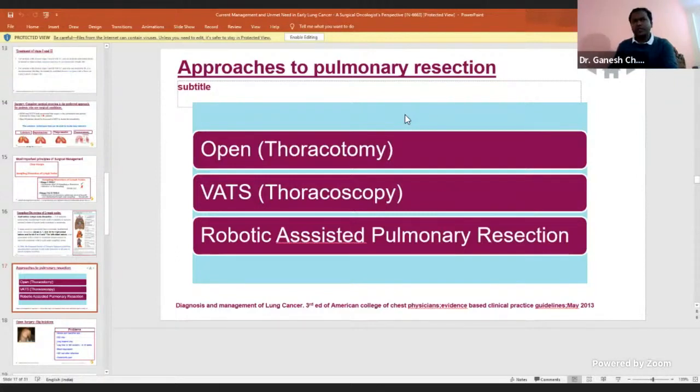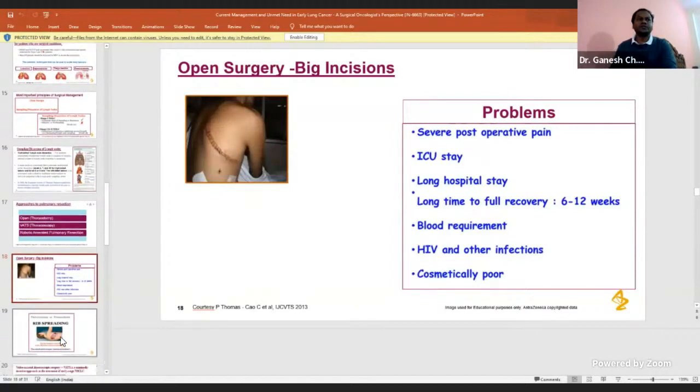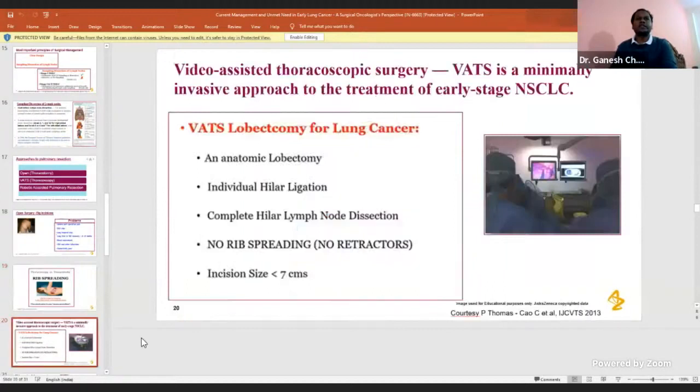Approach for surgery: now surgery has advanced. Open thoracotomy, VATS and robotic assisted surgery, and we actually avoid open thoracotomy now. We do VATS and robotic assisted pulmonary resection. The advances of VATS and robotic assisted surgery actually solve many problems: decreased ICU and hospital stay, less recovery time and less blood requirement. Previous surgery was too much for the patients.